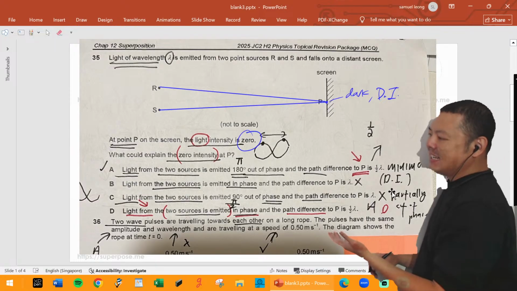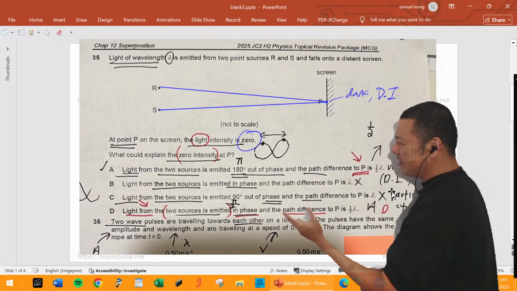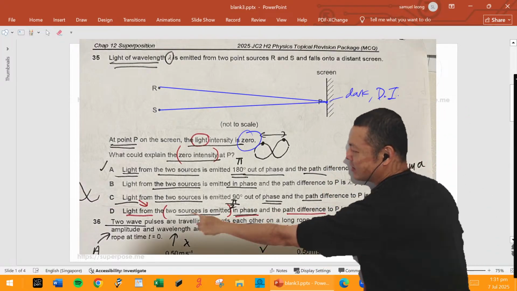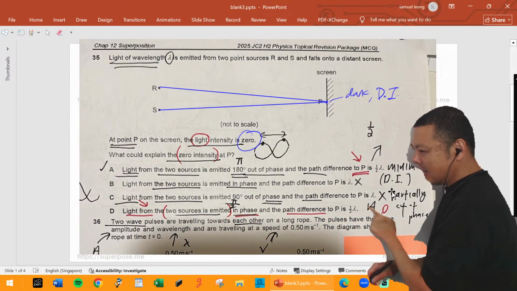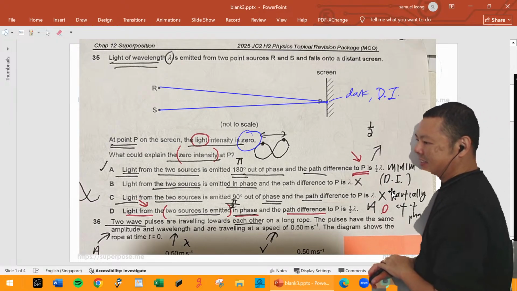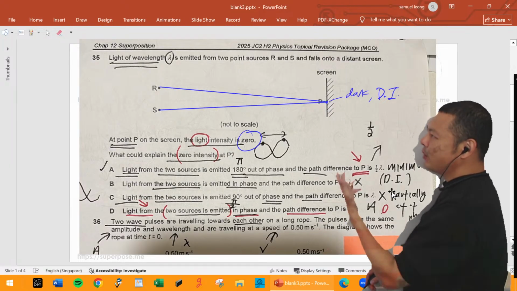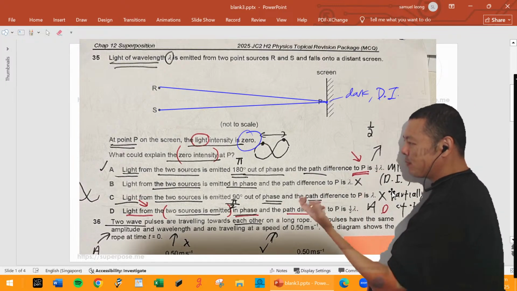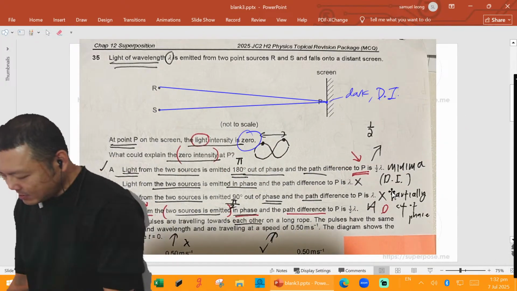But I think it's a bit silly. They should have given an option. I mean, the answer, I feel, if you want to set this kind of question, then your answer should be this: the two sources are out of phase by 180 degrees and the path difference is lambda. Then I think that will be more worth your time understanding all that. But whatever I explain is to explain why A is wrong.